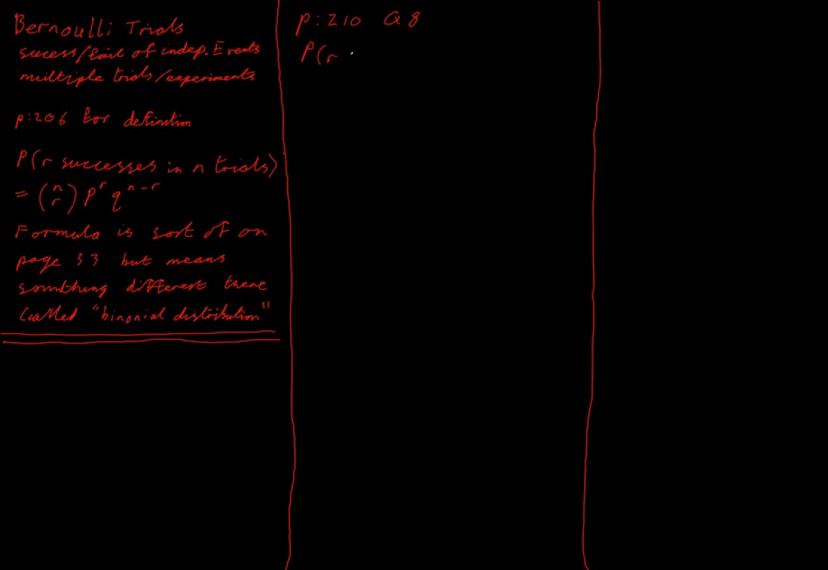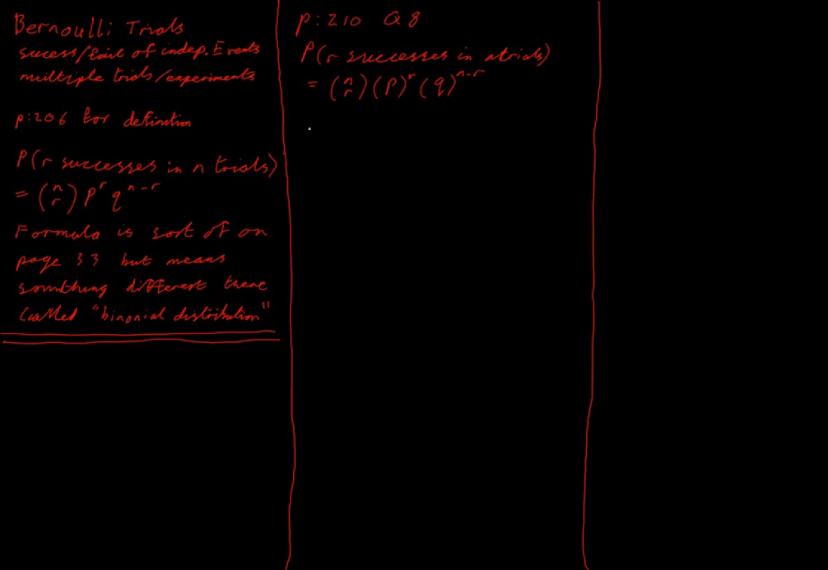So again, anytime we're doing this, we're going to write down our formula. The probability of r successes in n trials is going to be equal to n choose r, by the probability of p to the power of r, by the probability of q to the power of n minus r. r is our number of successes, p is our probability of success, n minus r is going to give us our number of failures, and q is the probability of failure.